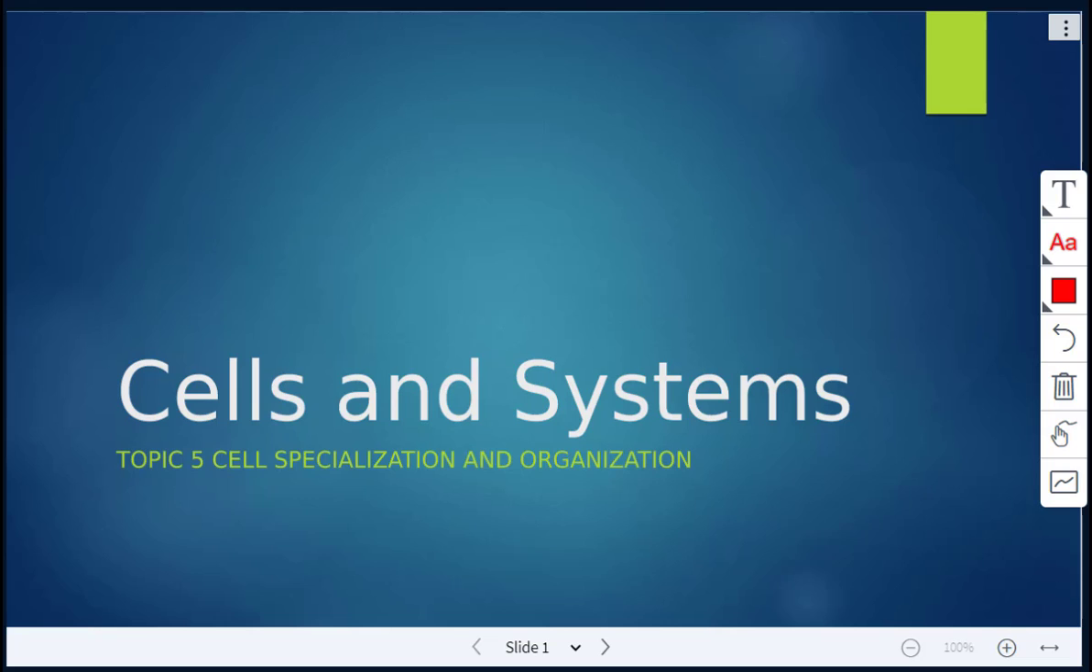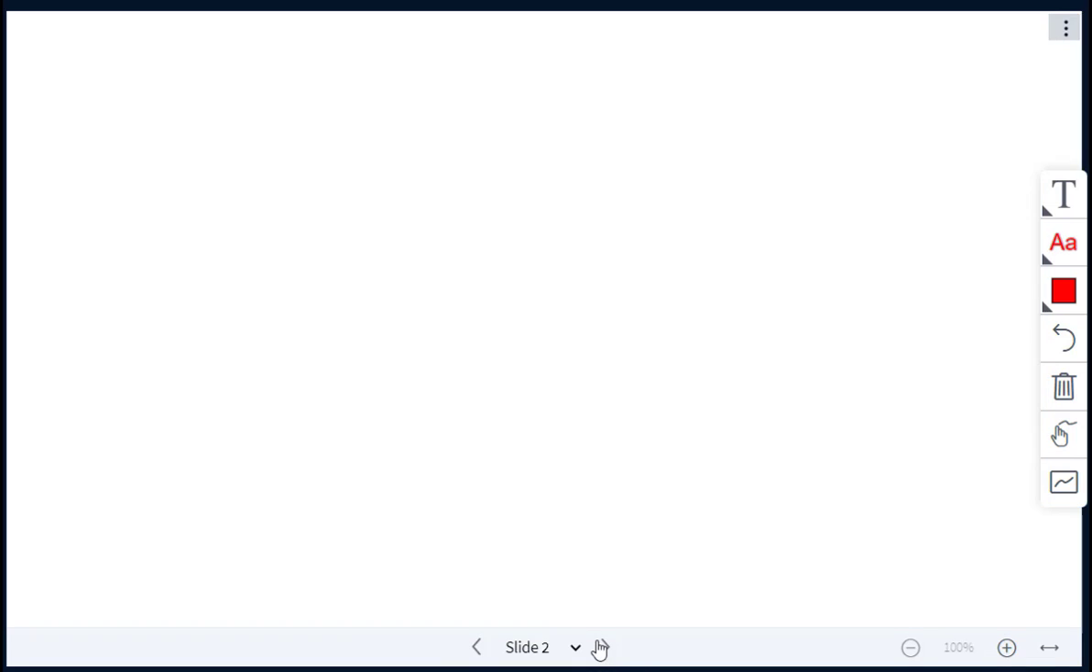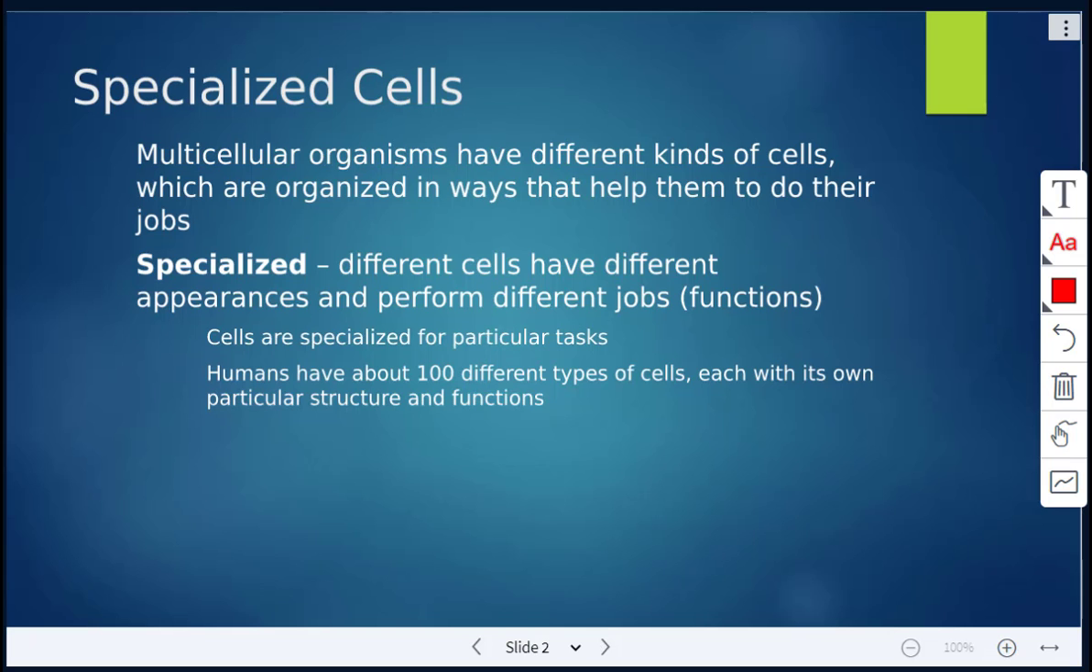All right, so today's topic in our unit Cells and Systems is topic 5, which is cell specialization and organization. All right, so specialized cells.